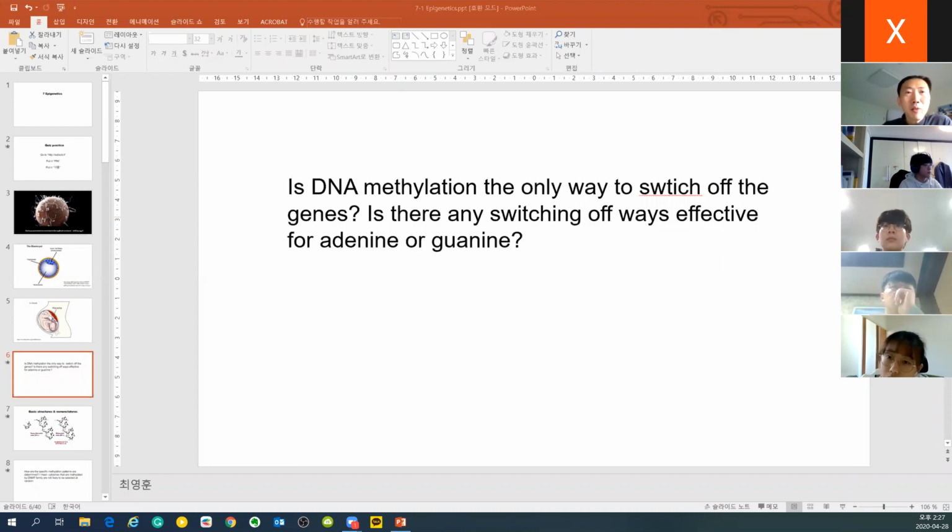Okay, some other mechanism was given by Dong. So let's say microRNA or siRNA is something we did not learn so far. Yeah, some other methods are also available. But now the question here is whether DNA methylation is the only way, and maybe Dong's answer is related to this. But how about adenine or guanine?